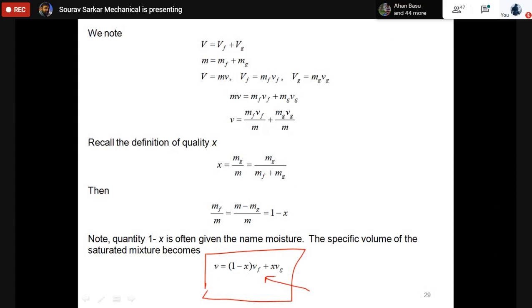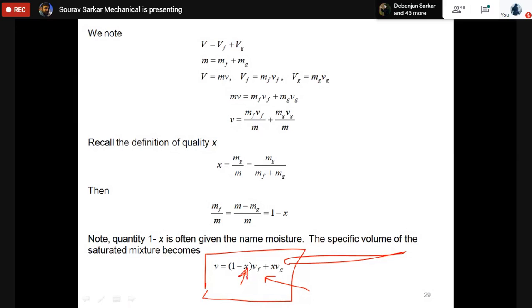What I'm trying to say is, if you put x equal to 1 in this equation, what will happen? Just Vg. Is it the saturated vapor? Yes. We know that at x equal to 1, everything became saturated vapor. What is the value of V at x equal to 0? Vf, that means saturated liquid. So is it going with our understanding? Yes. Any intermediate point can be written like this. You simply have to put the value of x.